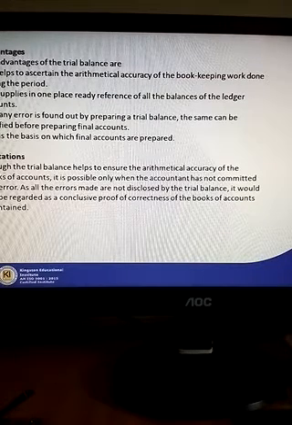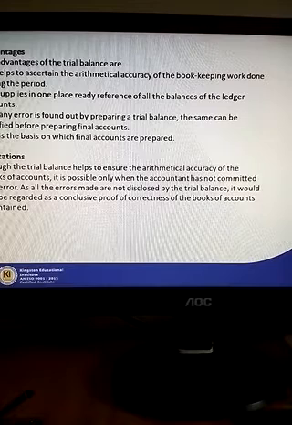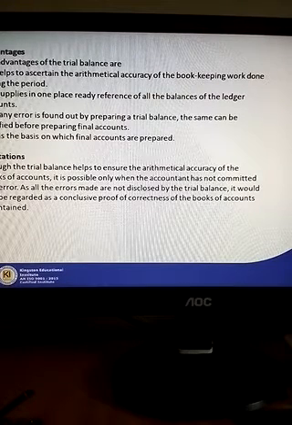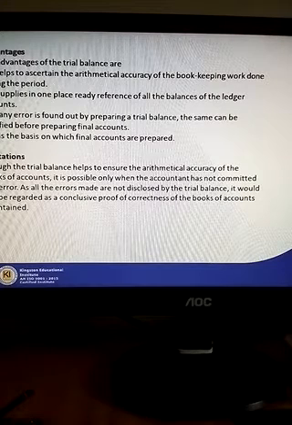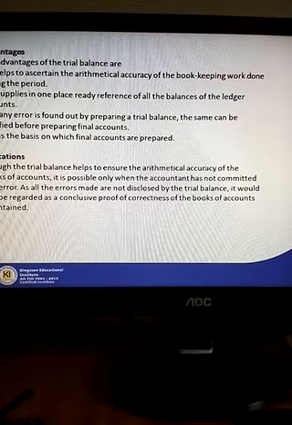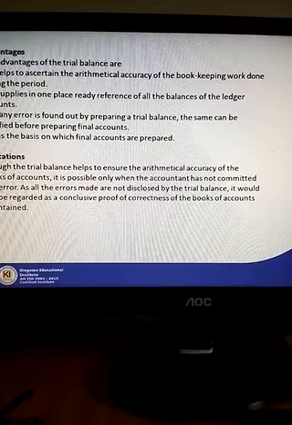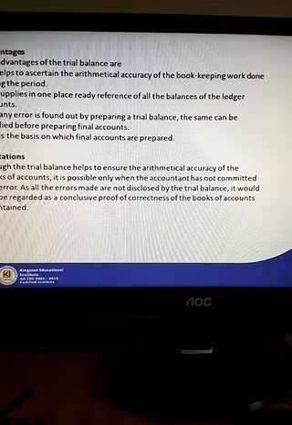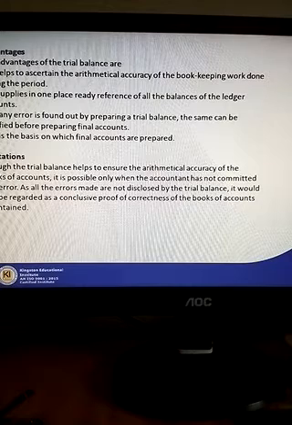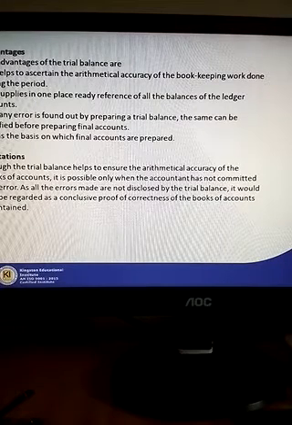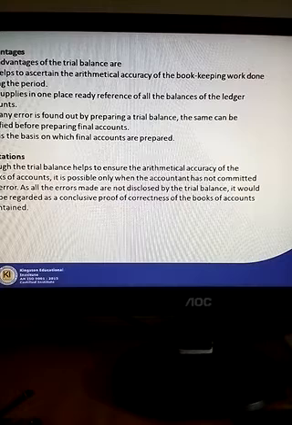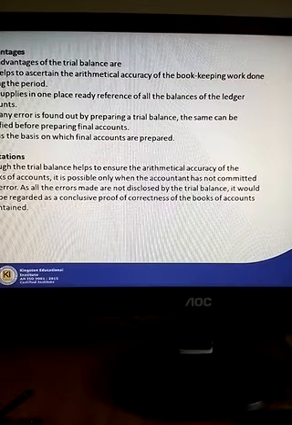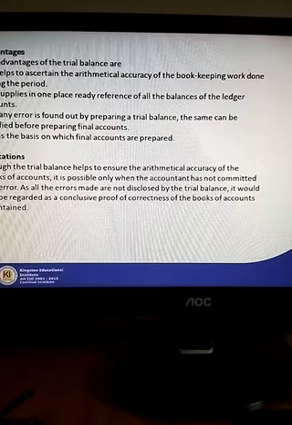If any error is found by preparing the trial balance, it can be rectified before preparing final accounts. Yes, if we find any kind of error, we are going to rectify that error before preparation of final accounts. So the final account will give us a proper, correct result. It is the basis on which final accounts are prepared. Obviously after trial balance we are moving on to the final account, so the trial balance should be clear and proper.